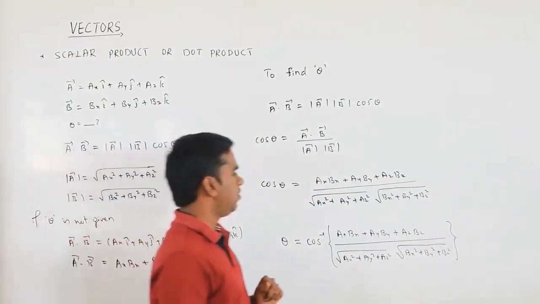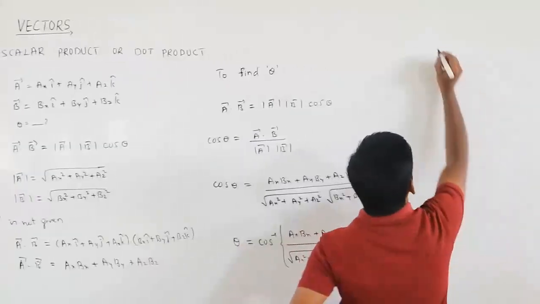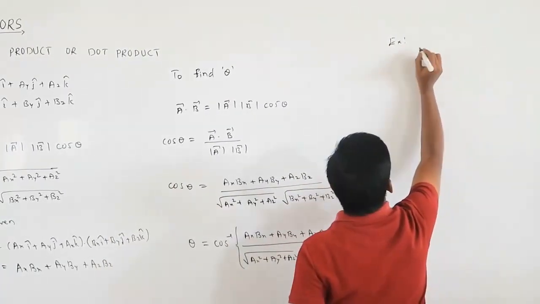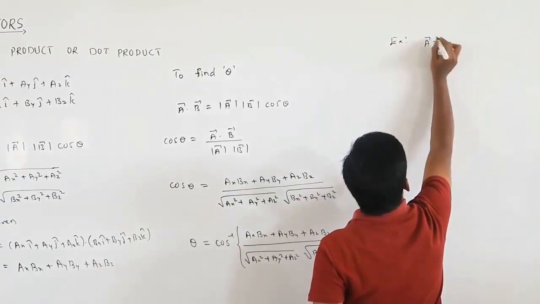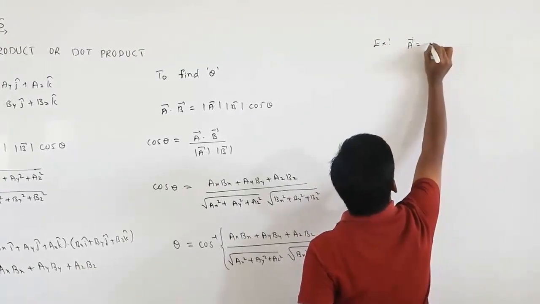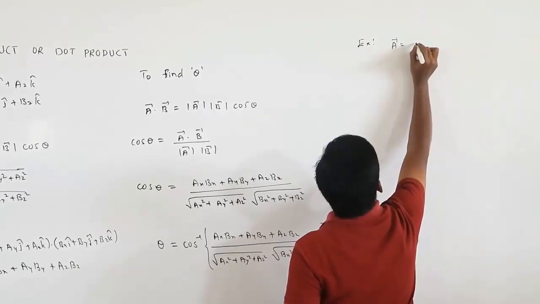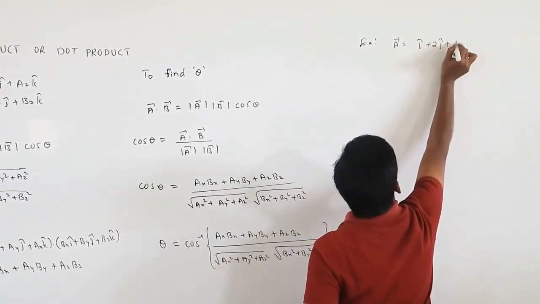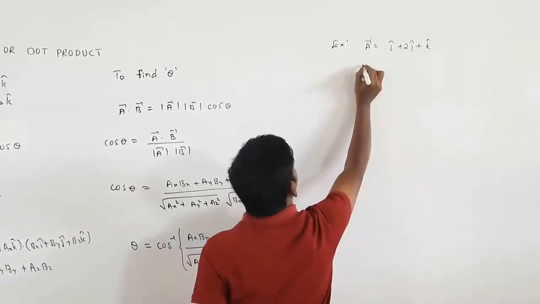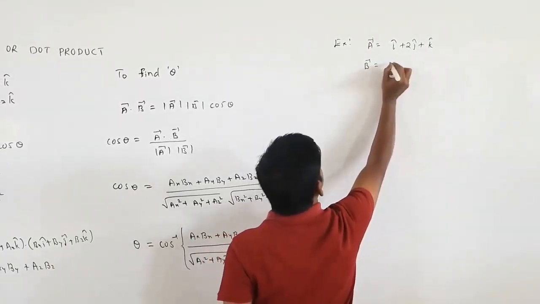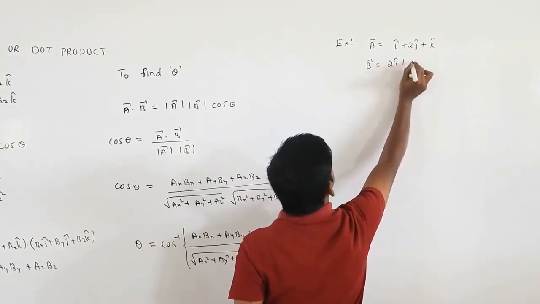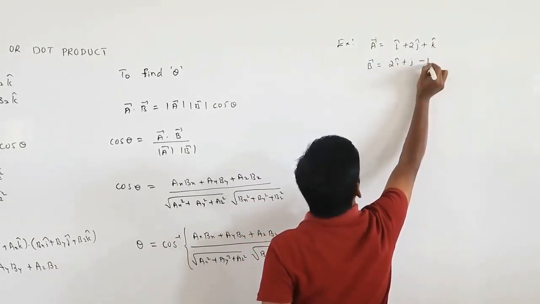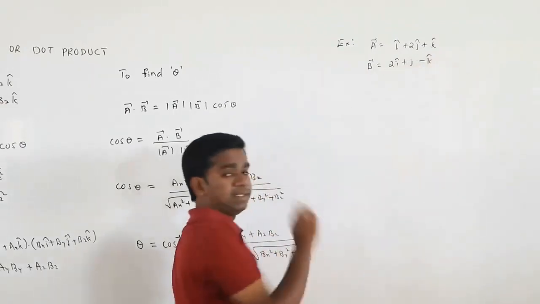Okay. So if you want, let me take an example of how we can find the theta. Say vector A is I cap plus 2 j cap plus k cap. Okay. So vector B is say 2 I cap plus j cap minus k cap.